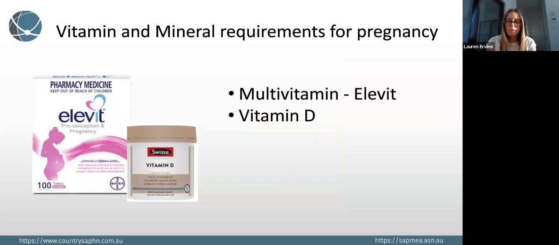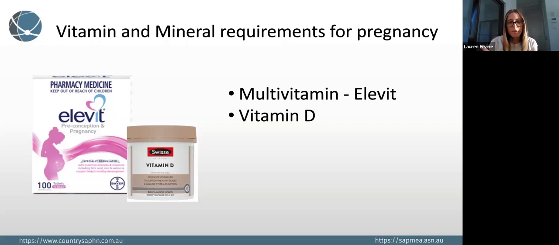Going on from that, a multivitamin like Elevate is recommended, and we can count back. If we see a woman is having Elevate, we get an idea of how much of those essential nutrients she's getting, and we can see through their food if they're meeting the rest through what they're eating. It's just a way to safeguard against any of those important nutrients, making sure there are no deficiencies.